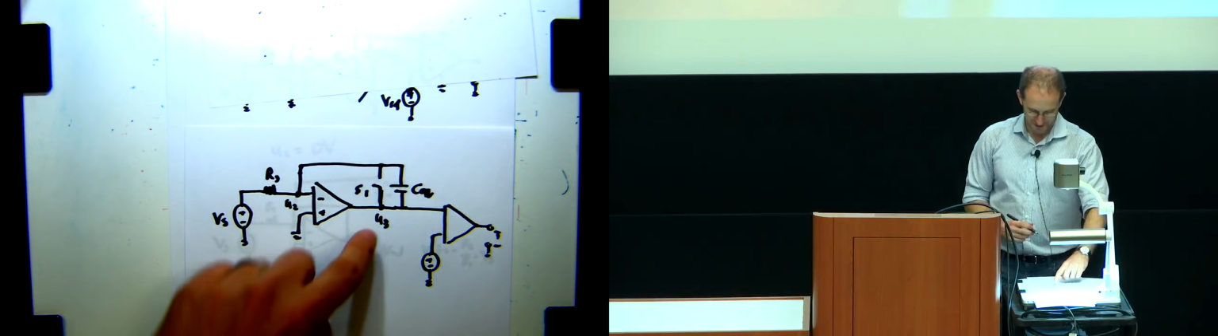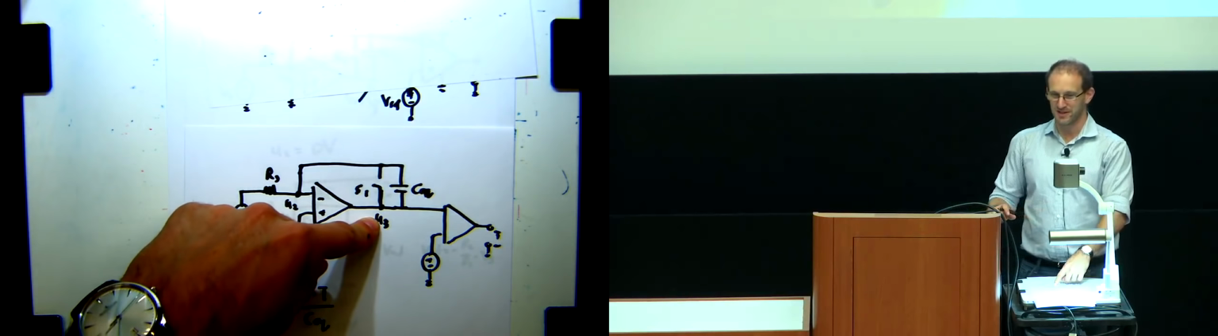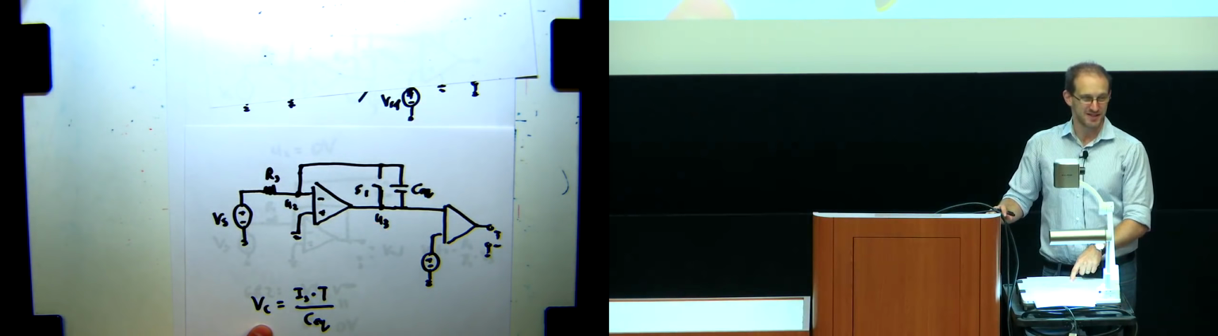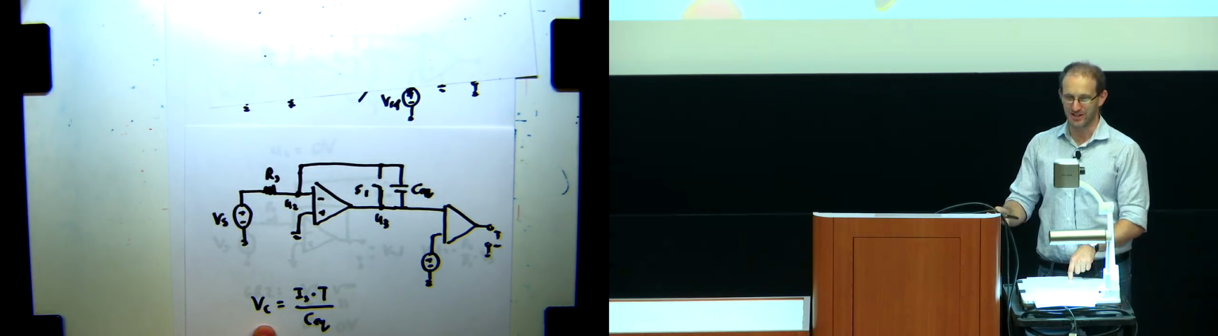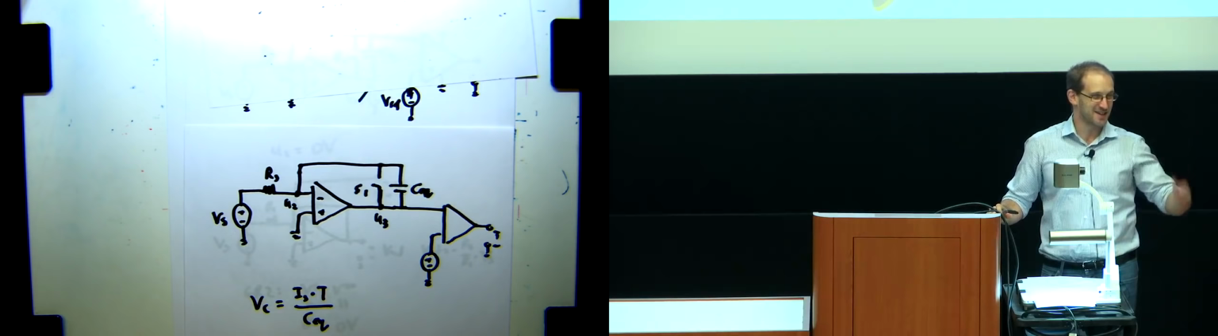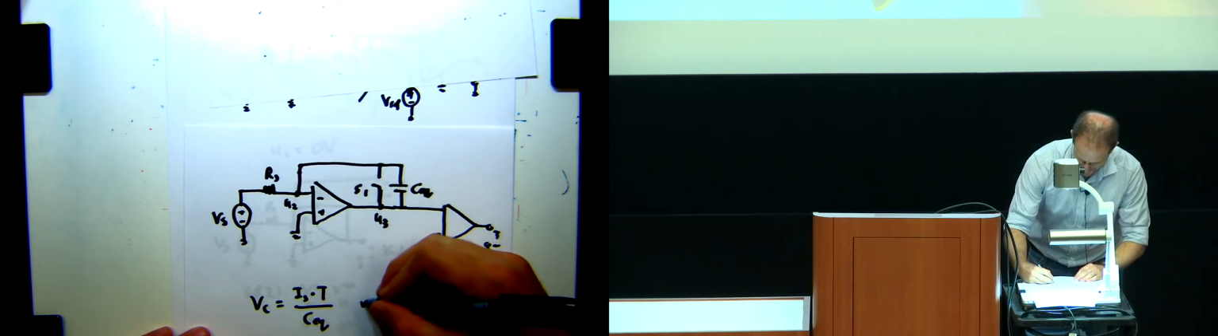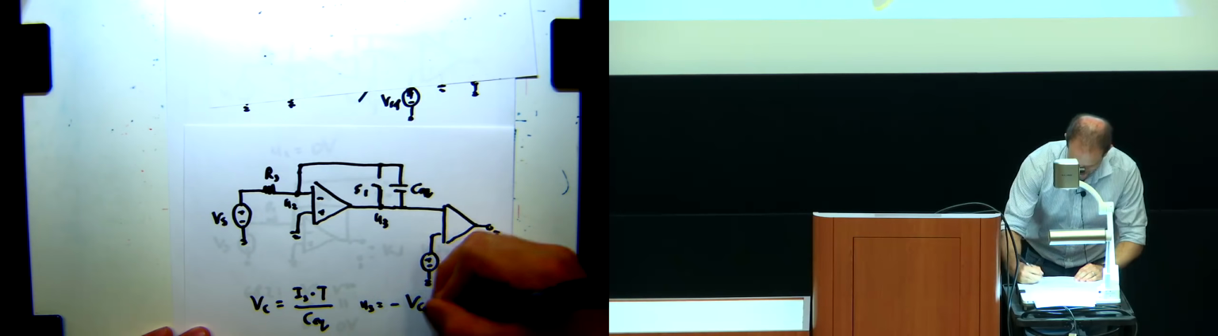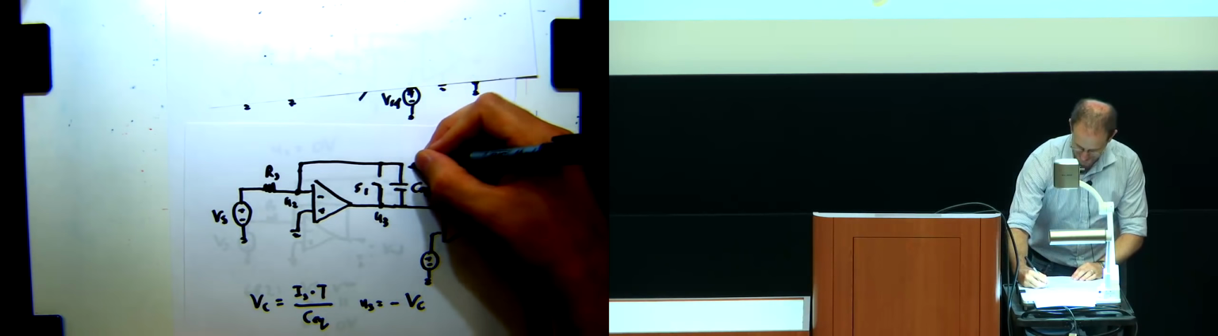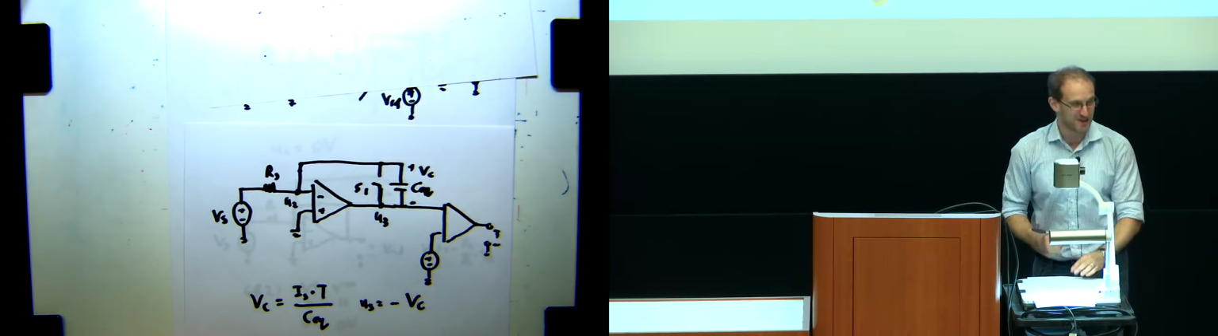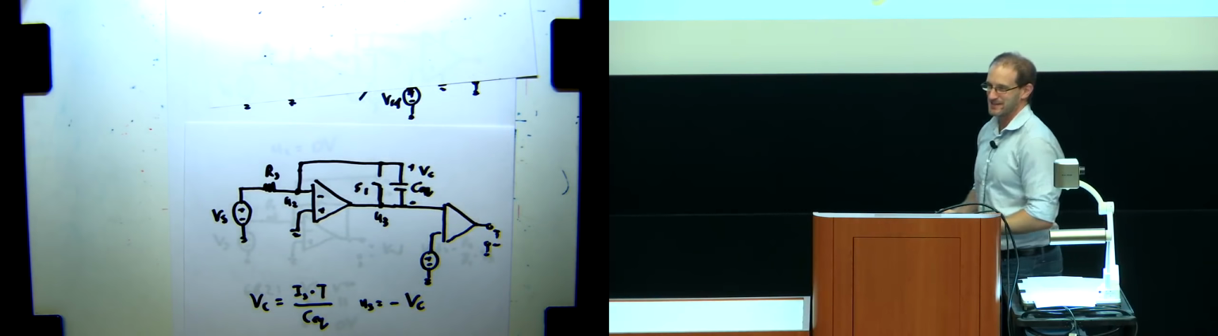Well, I claim this U3 also is directly related to this, but has one important change. What is that important change? What is the important difference? Yeah, it's negative. Exactly. So U3 will be equal to minus VC, if we just define the VC that way.